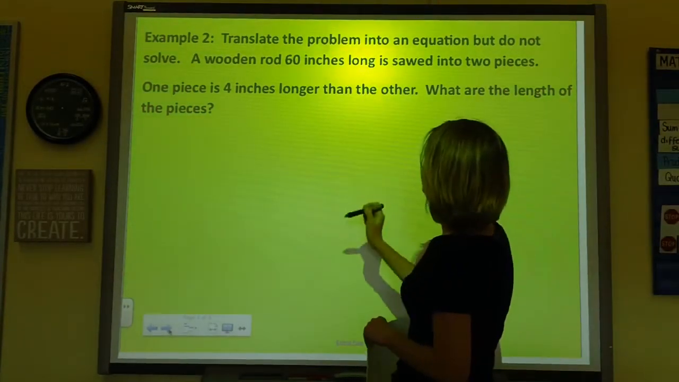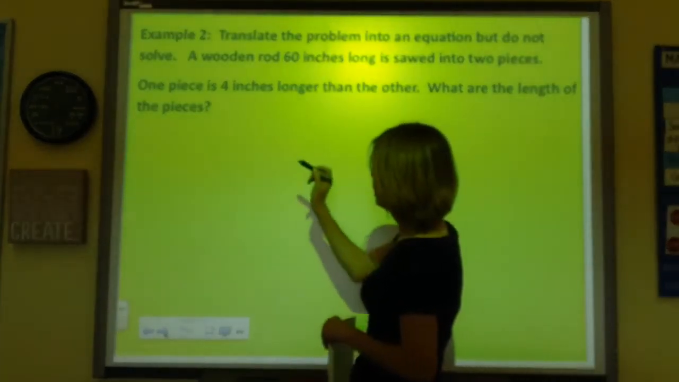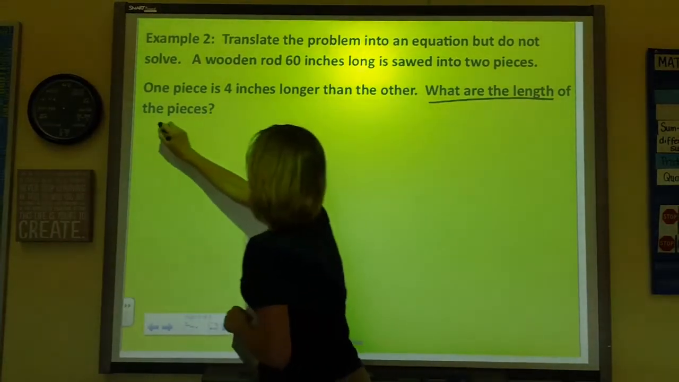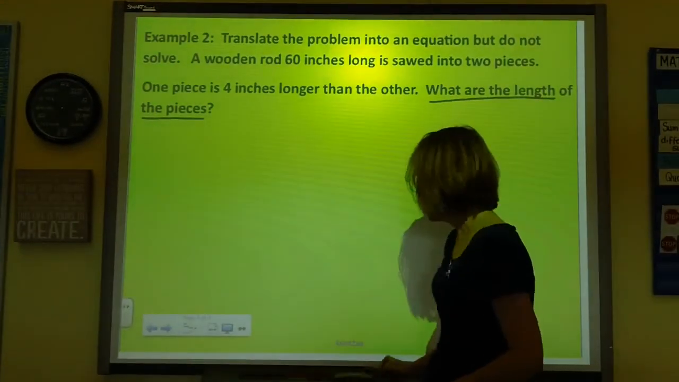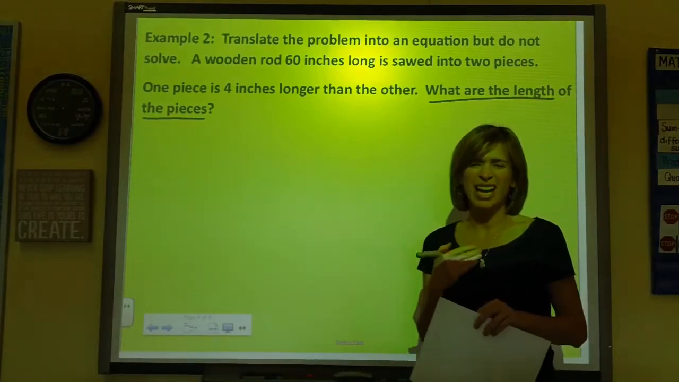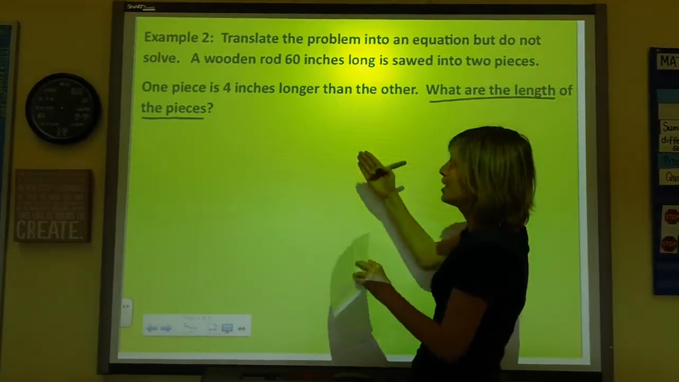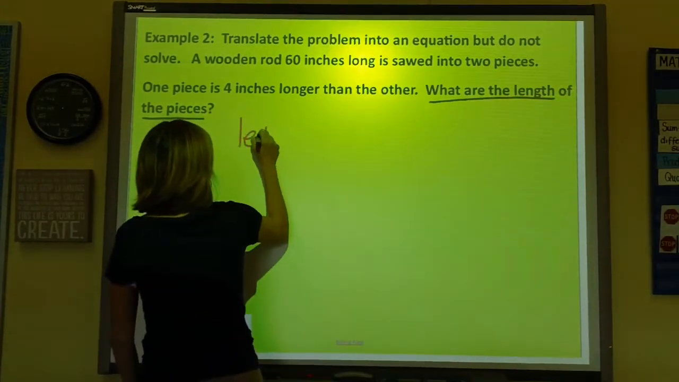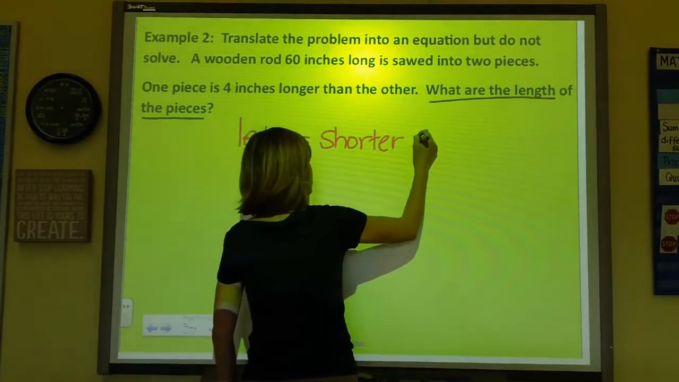A wooden rod is 60 inches long. It's sawed into two pieces. One piece is 4 inches longer than the other. What are the lengths of the pieces? So there's the question. So my unknowns are the lengths of the pieces. And again, I'm going to let x be, or L be. I'm going to use x in this case. Let x equal one of the pieces. Which one should I let it be? I should let it be the shorter piece. So I'm going to let x equal the shorter piece.